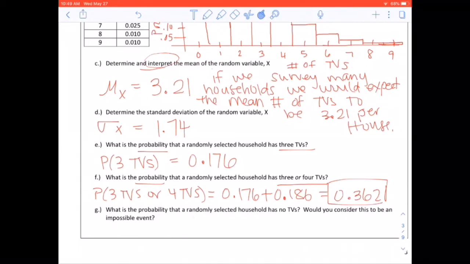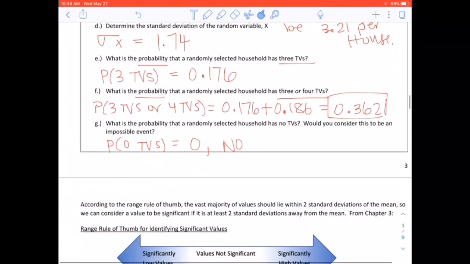Part G says, what is the probability that a randomly selected household has no TVs? Well, if you go back up and look at your table, the probability of 0 TVs is 0. It said, would you consider this to be an impossible event? I'm going to go ahead and say no. The reason why is we could have collected a sample from a different area where maybe people did have no TVs. So I wouldn't say it's impossible. It definitely looks like it's unusual. It's not very likely. But again, we would have to collect more data and from different areas to have a better understanding of impossible.